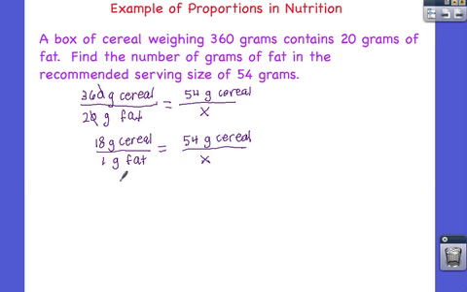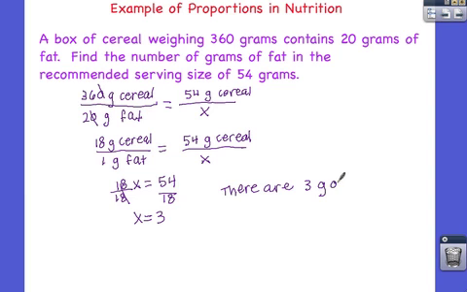Now we can cross multiply. We get 18x equals 54. Divide by 18, and we find that x equals 3. So 3, the unit is grams of fat since that's in our denominator. So there are 3 grams of fat in 54 grams of cereal.